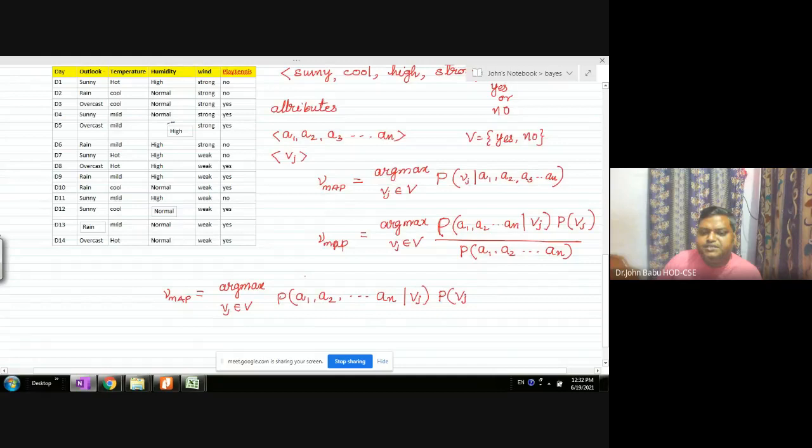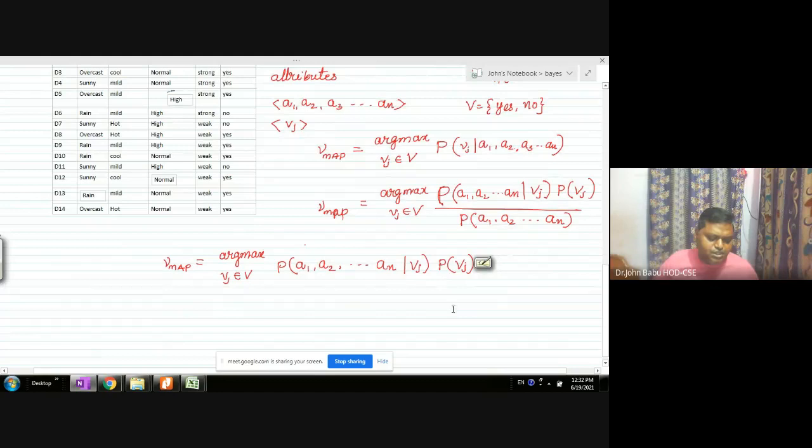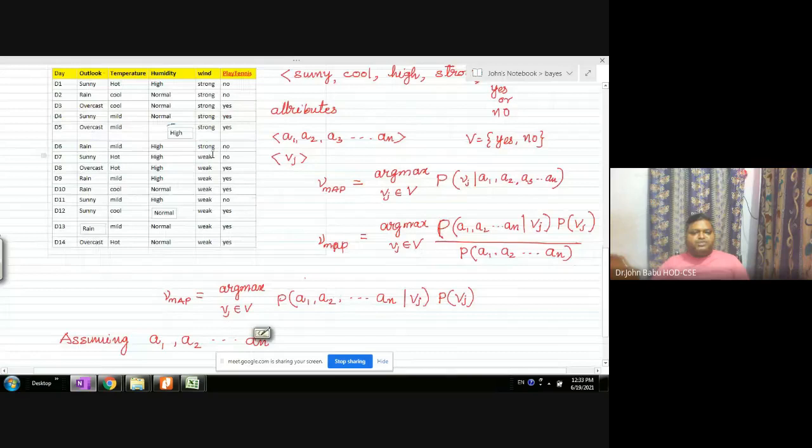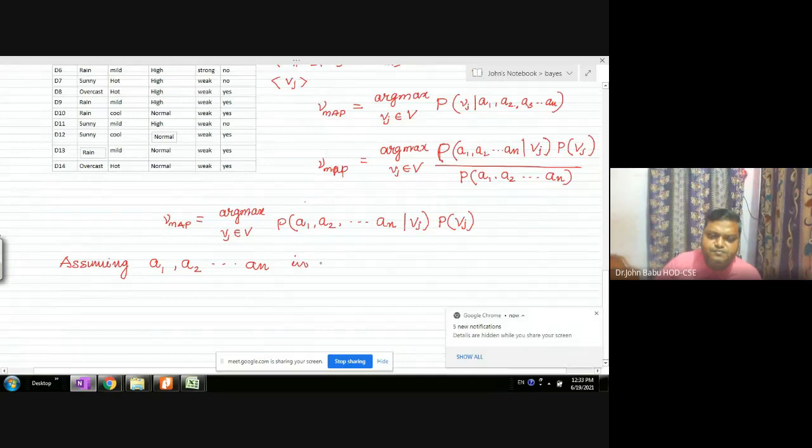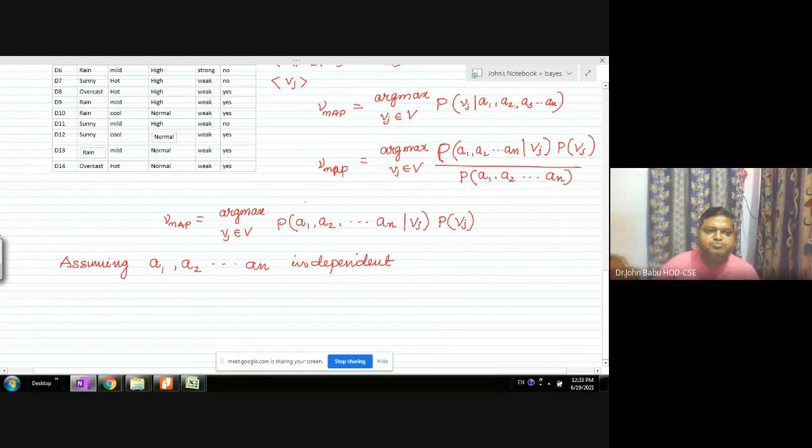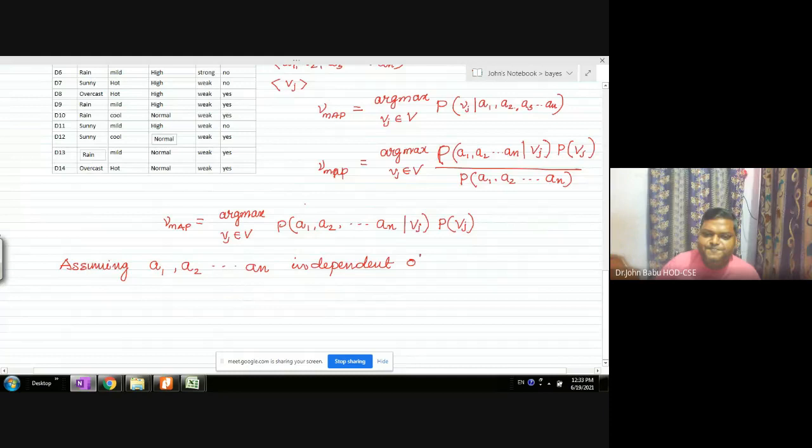Now, we are assuming that this A1, A2, A3 are all individual, they are not dependent on each other, isn't it? Outlook, temperature, humidity, wind, these are the values, so assuming that they are independent. Actually they may not be independent, but okay, we can assume that safely. Independent of each other.